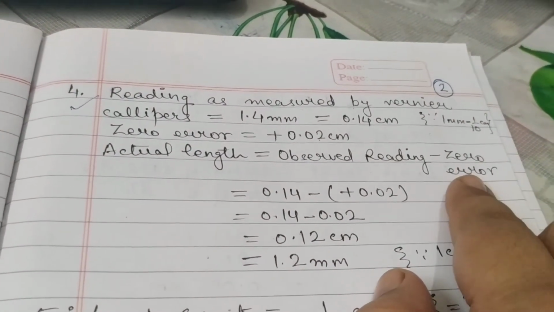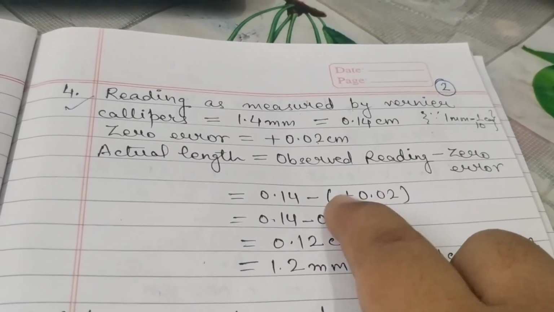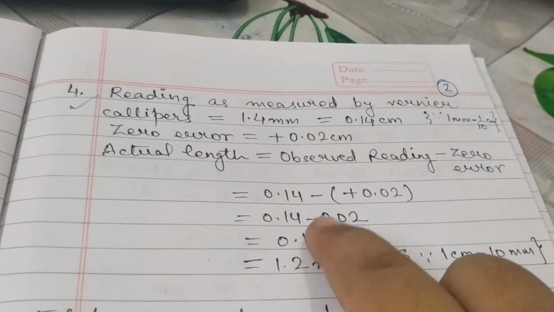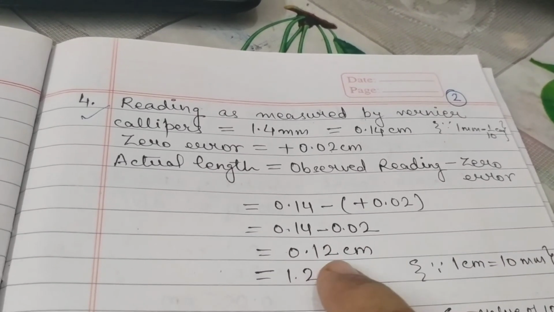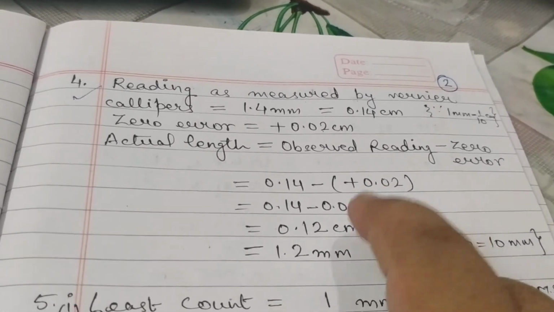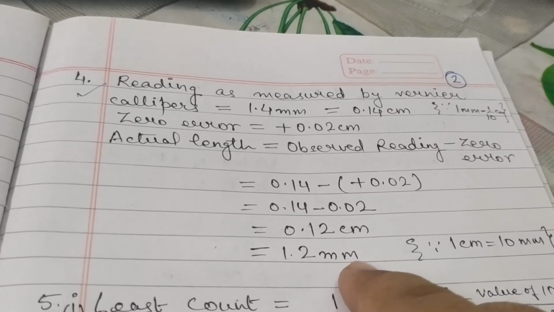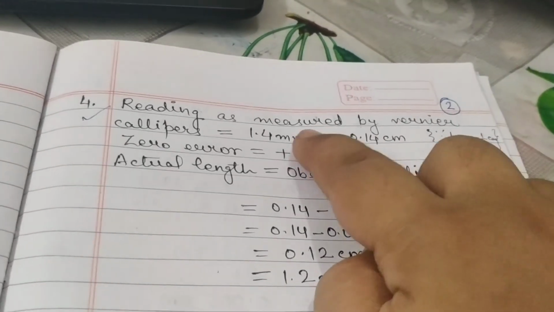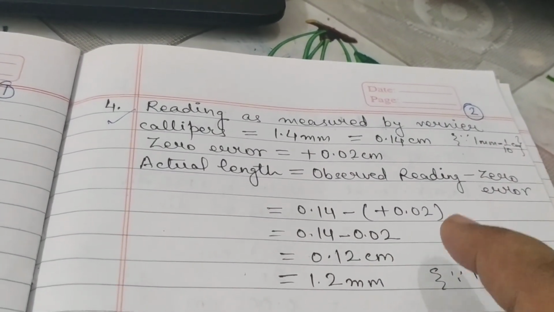So zero error has to be taken with sign. So 0.14 minus, here sign was plus, so plus 0.02 minus plus becomes minus. 0.14 minus 0.02 is equal to 0.12 centimeter. That becomes 1.2 millimeter. You can leave the answer here in centimeter only, or you can convert it into millimeter, no problem. But here the conversion was important. Okay, because we want both the things in the same unit.